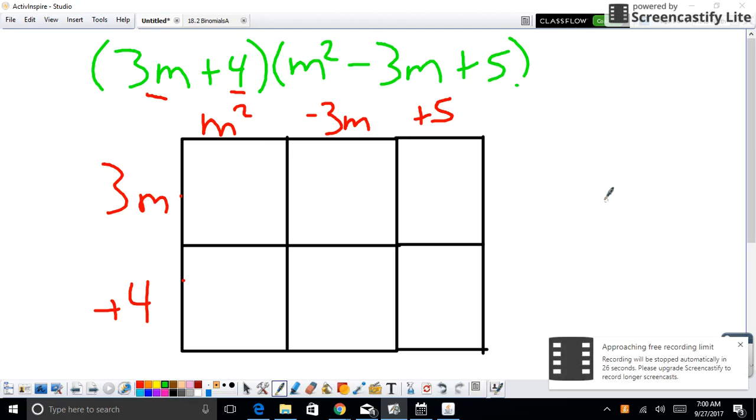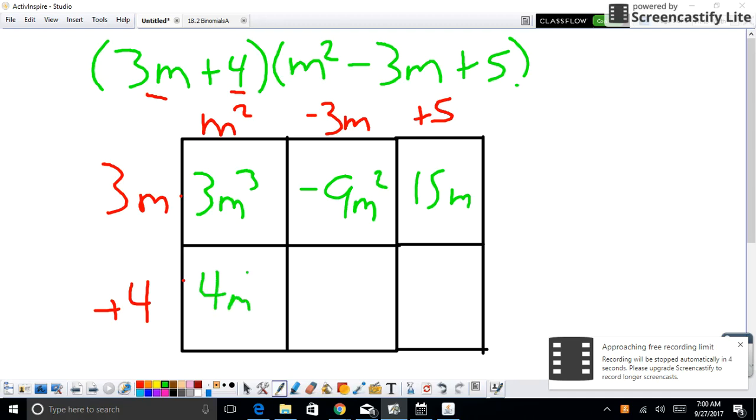All right, so 3m times m. You've got two m's here and a third m there. So this is 3m to the third. Now you got negative 9m squared. There are two m's. And you've got 15m. All right. This is about over with. I'm reaching my limit. 4m squared, negative 12m.